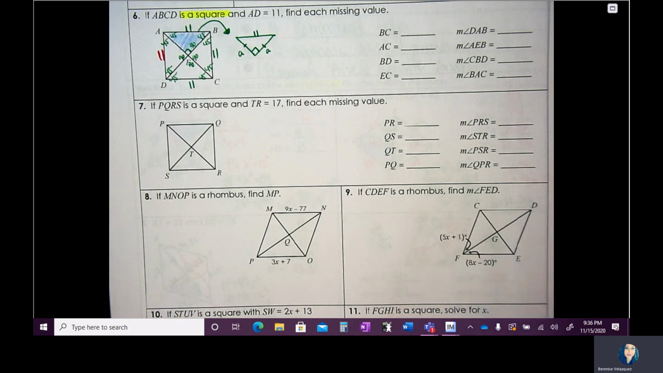Oh, you found yellow. Thank you. Thank you. Okay.